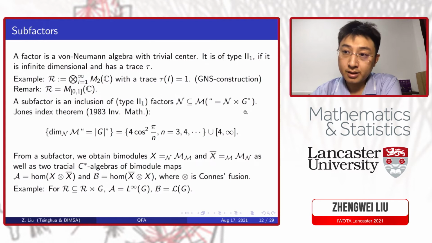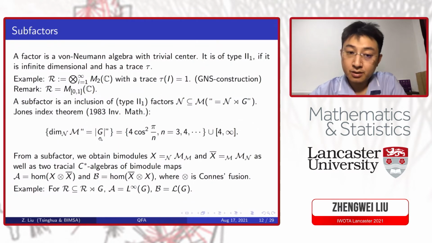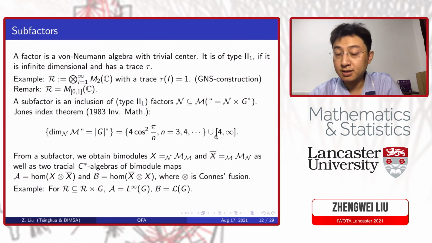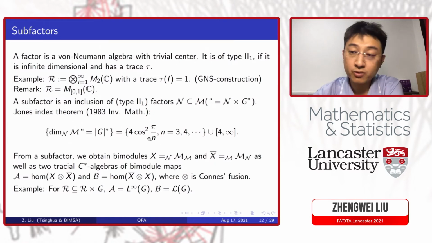And then it's a remarkable result from Jones in 1983 that in general, the relative size, now called the Jones index, doesn't have to be an integer. It could be any number from 4 to infinity. And more interestingly, under the number 4, it is quantized. And this quantized phenomenon is closely related to the quantized phenomenon in quantum physics, the quantum field theory.